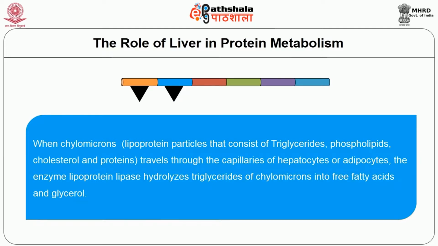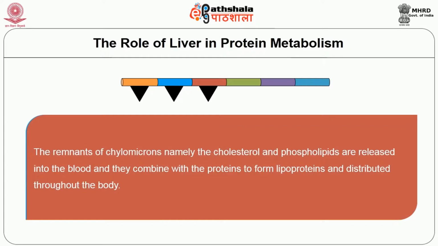Chylomicrons are lipoprotein particles that consist of triglycerides, phospholipids, cholesterol, and proteins. When they travel through the capillaries of hepatocytes or adipocytes, the enzyme lipoprotein lipase hydrolyzes the triglycerides of chylomicrons into free fatty acids and glycerol. The remnants of chylomicrons, namely the cholesterol and phospholipids, are released into the blood and combine with proteins to form lipoproteins and are distributed throughout the body.